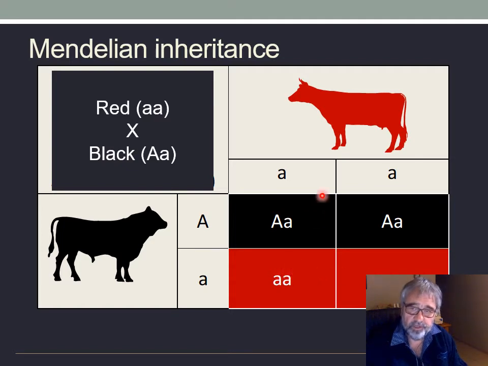So if you have a herd of red cows, let's say 30 red cows, and you mated them to a carrier black bull, you can expect that half the calves would be red calves and the other half would be carriers, like the sire.